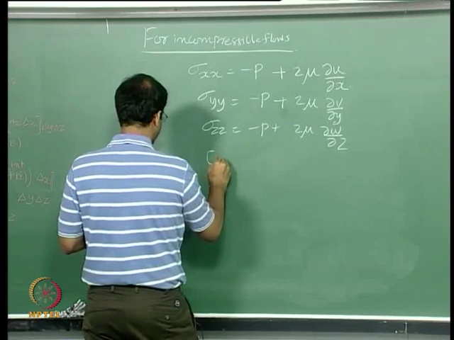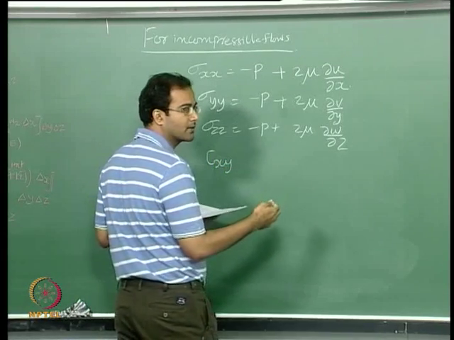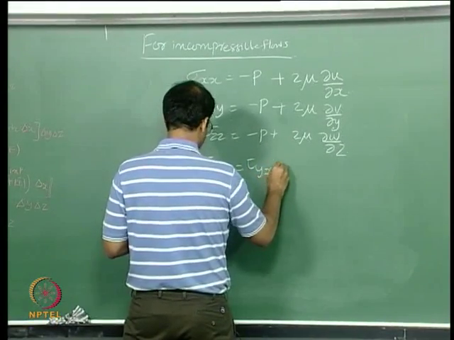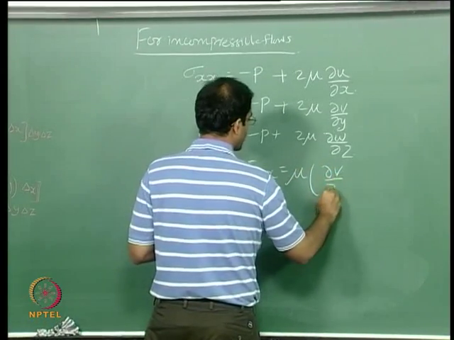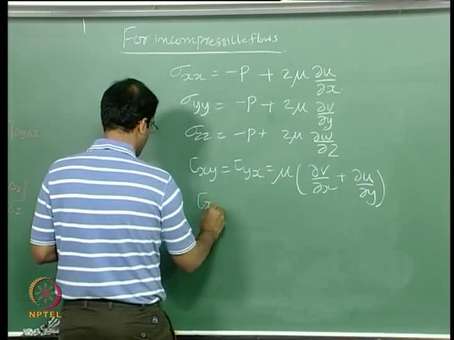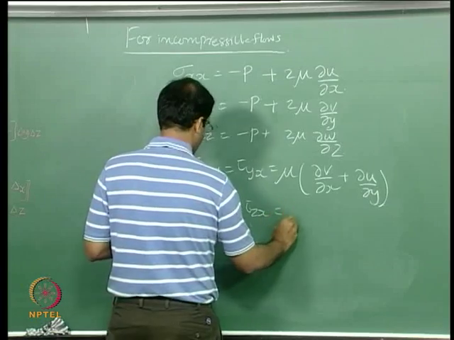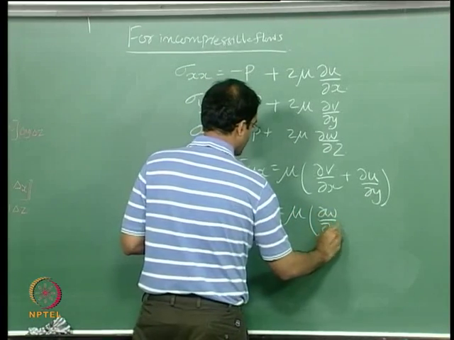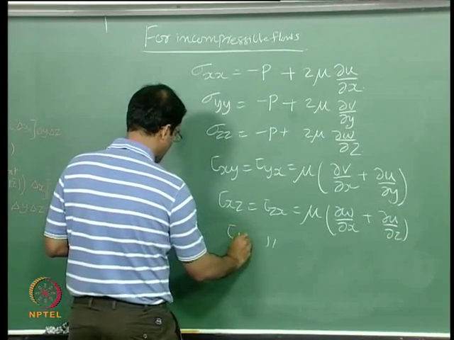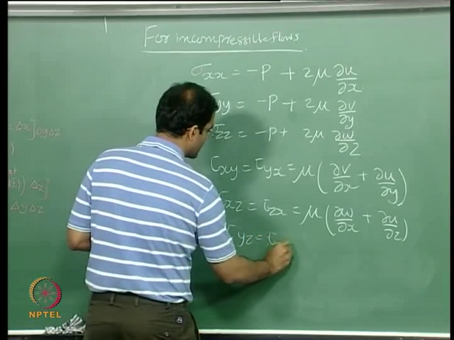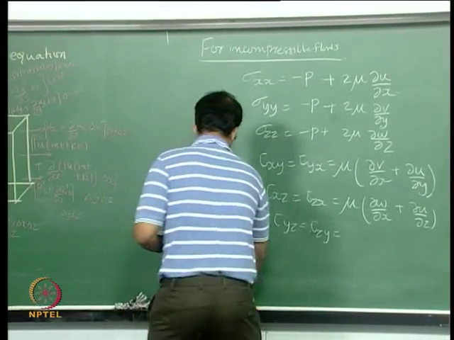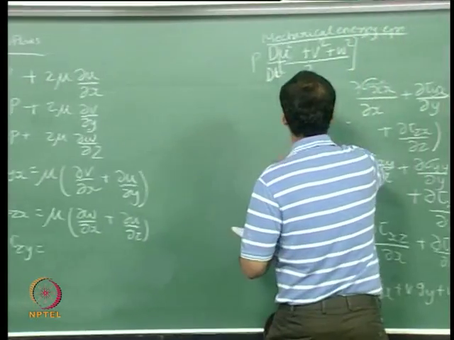Now my tau xy and tau yx is going to be the same for compressible or incompressible fluid. So that is nu into dv by dx plus du by dy. And also you can do that for tau yz is equal to tau zy. Please fill that in. Okay, now you can substitute this into 4 and we can write down in terms of velocities.